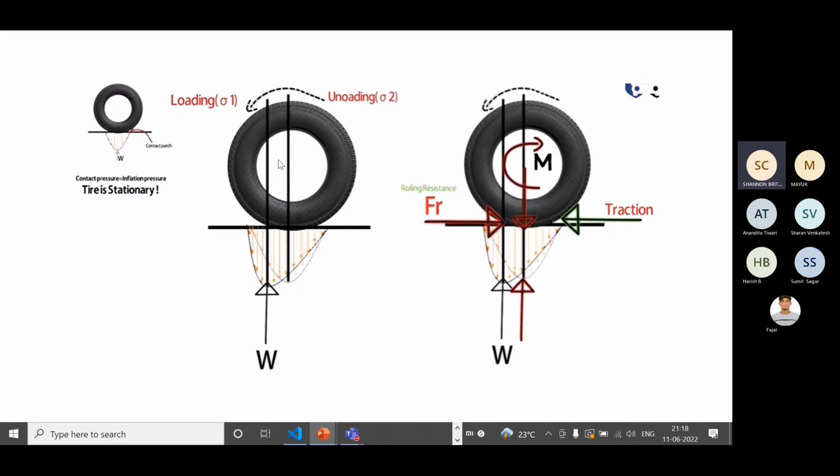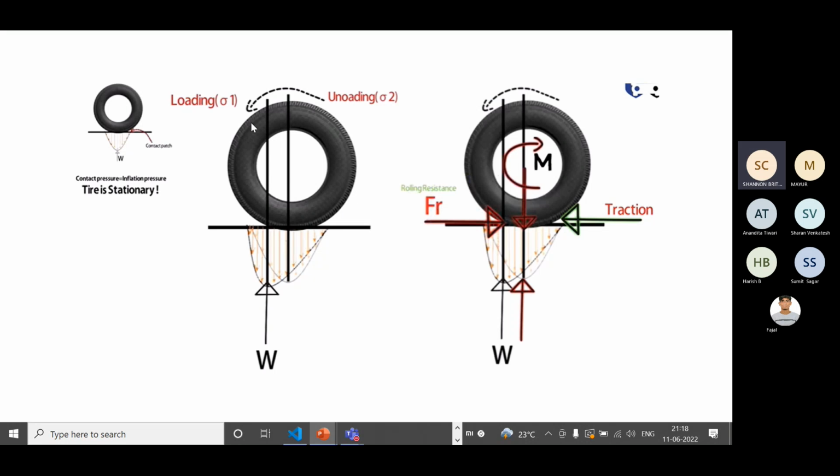Okay, so here we have a stationary tire on the ground, and we can see the pressure distribution here. This is the contact area. Here the contact pressure is equal to the inflation pressure. This is the contact pressure, which we are taking as W. And we have the inflation pressure, which is the pressure of the air inside the tire. So those two are equal. And this is the distribution, which is parabola shaped. But what happens when the tire is rotating or moving?